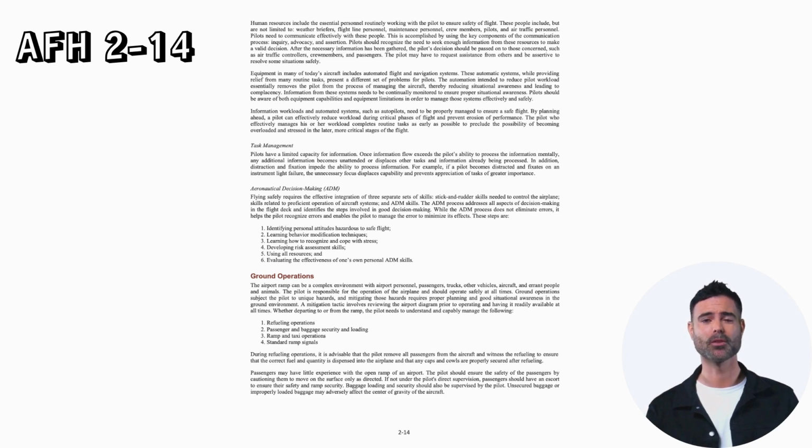During refueling operations, it is advisable that the pilot remove all passengers from the aircraft and witness the refueling to ensure that the correct fuel and quantity is dispensed into the airplane and that any caps and cowls are properly secured after refueling.